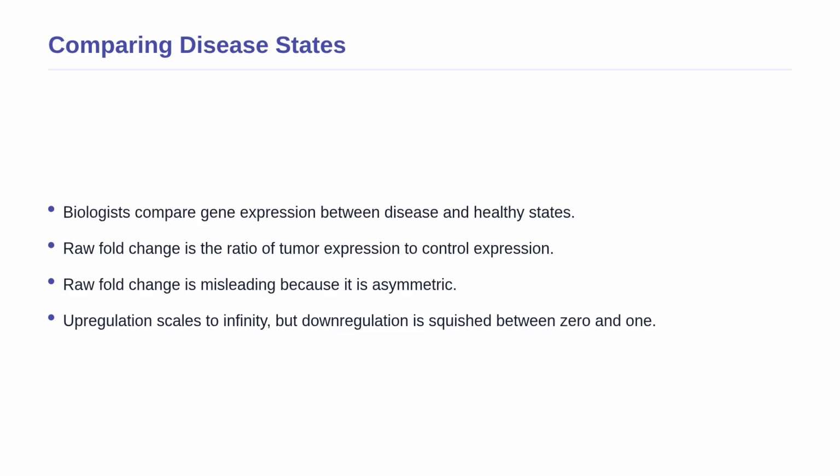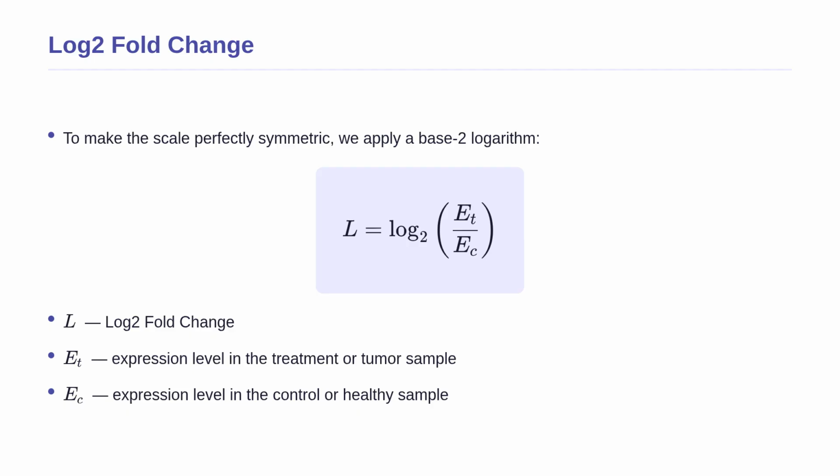Why? Because it is asymmetric. If a gene is upregulated, the value scales up to infinity. But if it is downregulated, the value is squished into a tiny fraction between 0 and 1. We need a better mathematical tool. To fix this asymmetry, we introduce the log2 fold change formula. Conceptually, by taking the base 2 logarithm of the raw ratio, we stretch that squished 0 to 1 region into negative infinity, making the scale perfectly symmetric for both upregulated and downregulated genes.